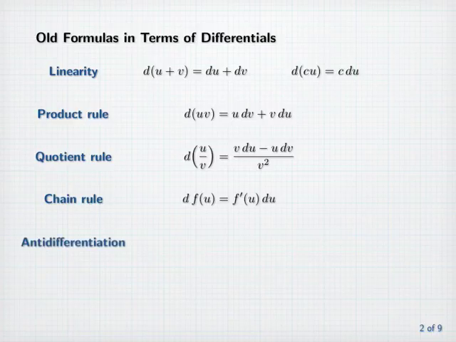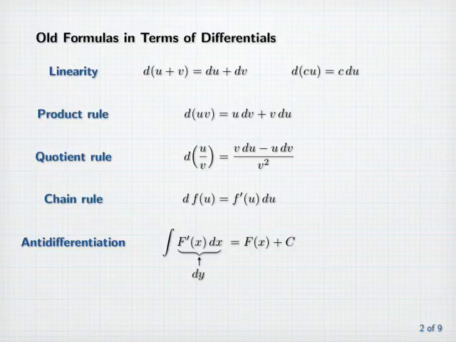Anti-differentiation. The indefinite integral of F prime of x dx equals F of x plus c. Notice that we can think of F prime of x dx as the differential dy of y equals F of x. So an equivalent statement is that the indefinite integral of dy equals y plus an arbitrary constant c.